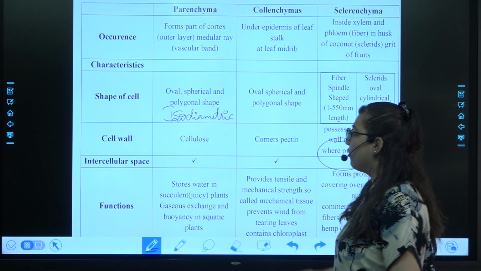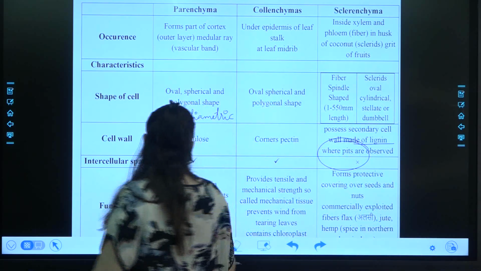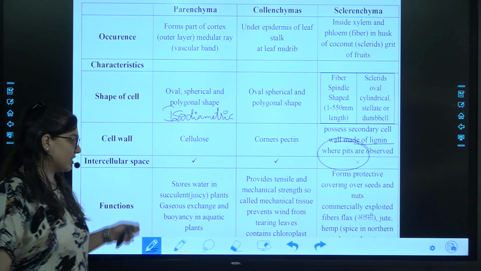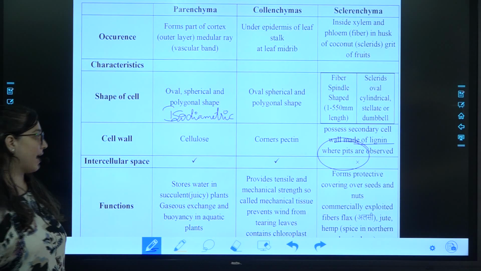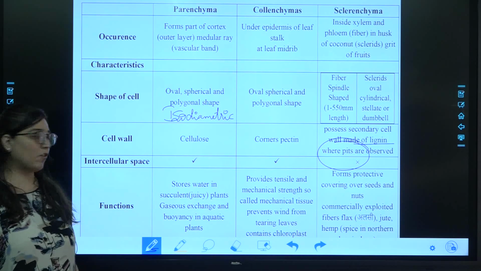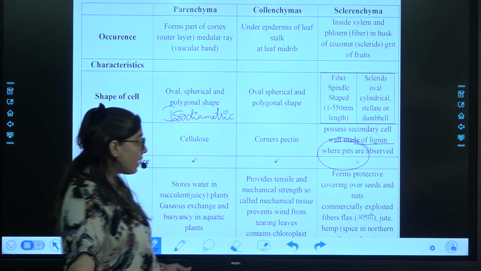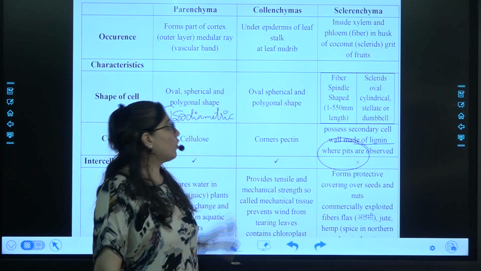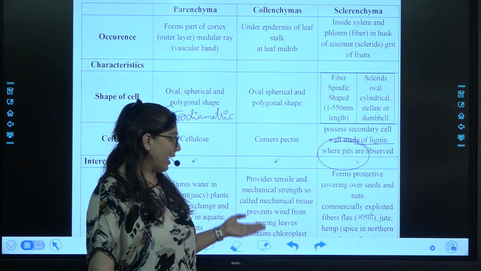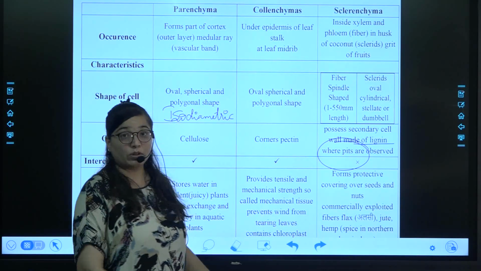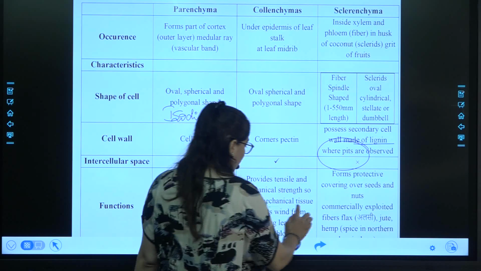Okay, next, functions. It will store water in all the juicy plants, and the gaseous exchange and buoyancy in the aquatic plants is responsible because of parenchyma tissue. Then, coming to collenchyma, they provide tensile and mechanical strength, and so they are also called as mechanical tissue.